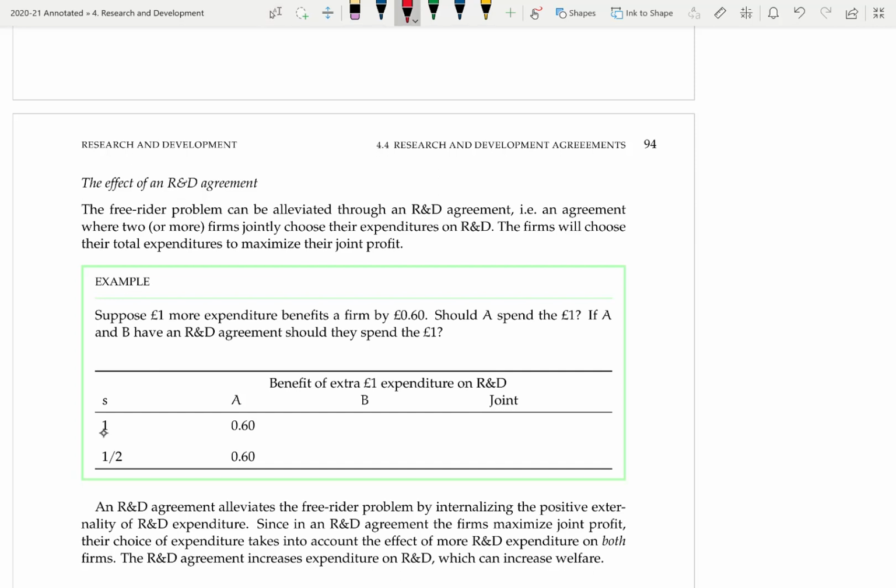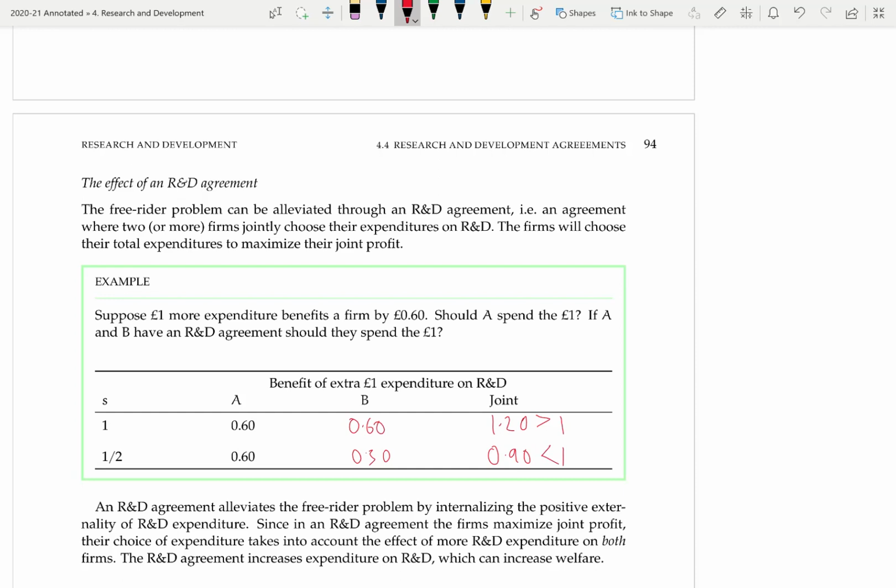So let's suppose the spillovers are 1. Then, since the spillover is 1 and £1 of expenditure on R&D benefits each firm by 60p, the expenditure of £1 by firm A will benefit firm B by 60p, and therefore the total benefit to the firms will be £1.20. So because £1.20 is more than 1, it actually makes sense if these two firms have an R&D agreement for them to spend this £1. On the other hand, if the spillovers now are a half, then this expenditure of £1 by firm A only benefits firm B by 30p, and now the joint benefit is 90p, which is less than 1, so it would not be worthwhile for A to spend this £1.